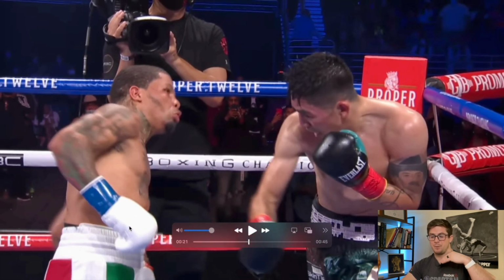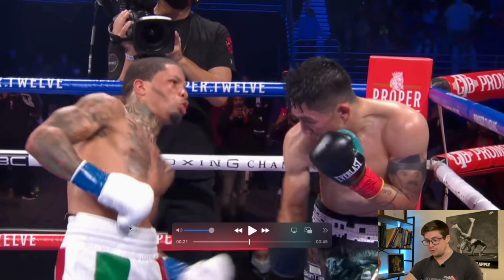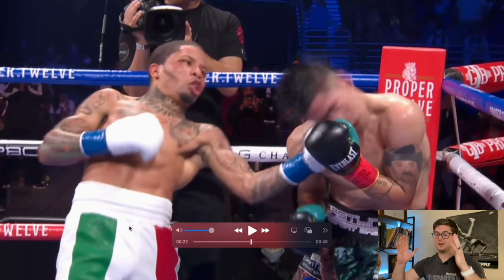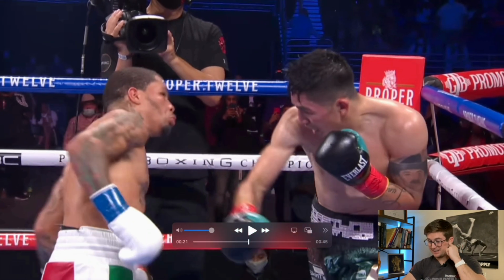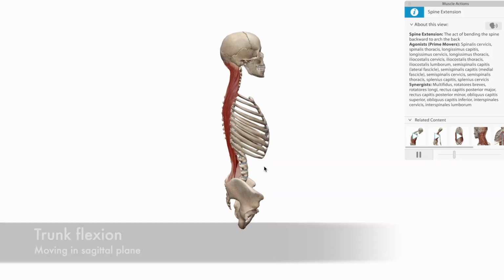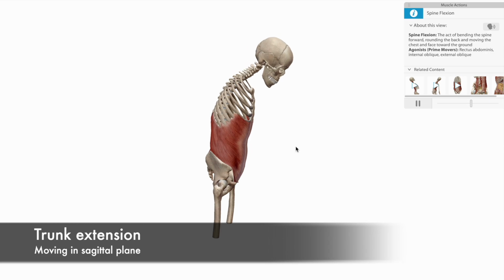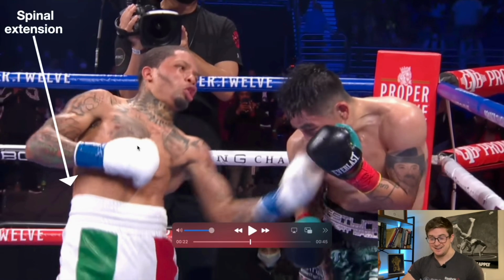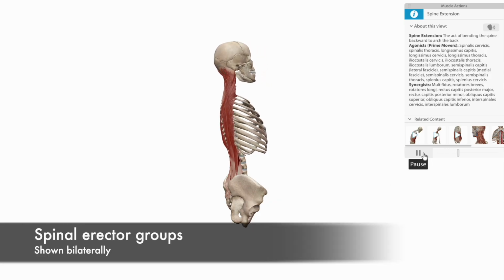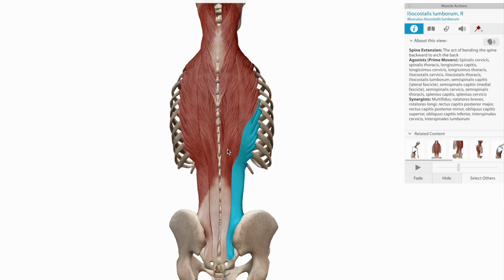But whenever we talk about movement in the sagittal plane or the transverse plane or the frontal plane, we talk about movement that's moving along or parallel to that plane. So in this case, spinal trunk extension or flexion would be in the sagittal plane. So you can see here, as he goes to hit this uppercut, he's extending his spine with the spinal erectors. Okay, there's a lot of groups of spinal erectors that travel up the spine that help extend the spine.